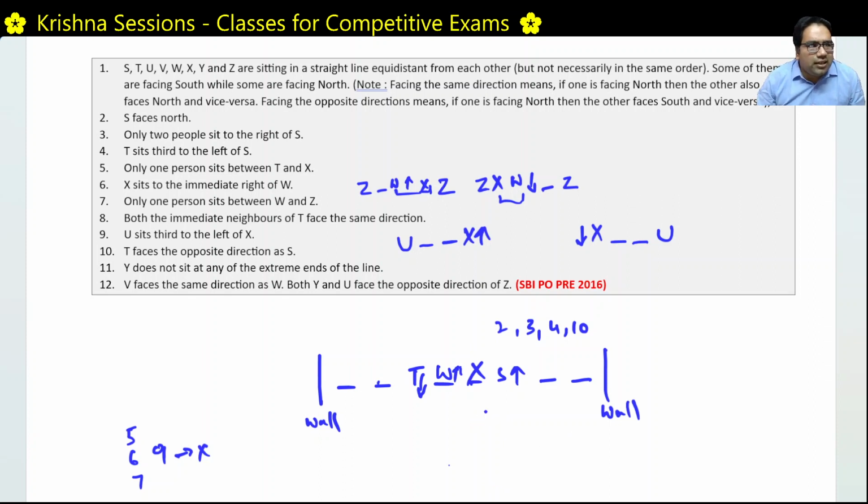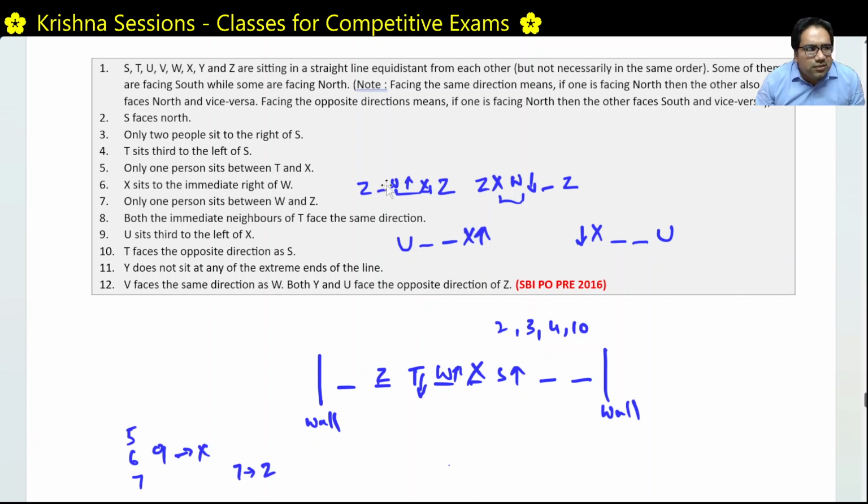So then let's look at the condition again. Condition number 7. What is 7 saying? Only one person sits between W and Z. W and Z, only one person. Clearly for Z, there is no slot here. So that means for Z, only this slot is possible. So this becomes Z. Condition number 7 gives Z.